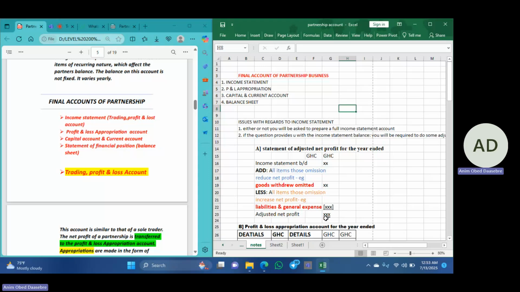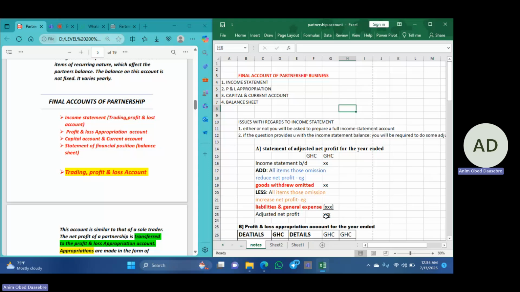Then after we deduct them, the net amount will give us what you call the adjusted net profit. This adjusted net profit is what you are going to carry or transfer to the next account, which is the profit and loss appropriation account, so that we will share it among the partners in the business, right? So the partners' profit will be shared among them in an account called the profit and loss appropriation account.